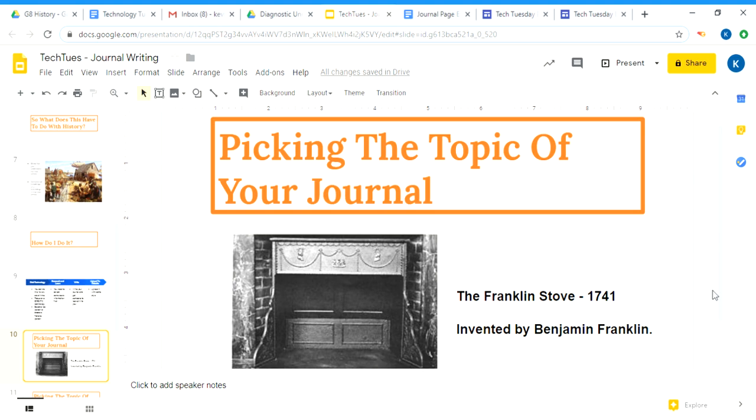So, for example, I was looking at our next time period we'll be doing in the month of September in Chapter 2. That is the colonial life in colonial America. And I found this piece of technology called the Franklin stove. It's a stove just like we have in our kitchens, one of the earliest versions, invented by Benjamin Franklin. So I chose this technology and I started researching it.